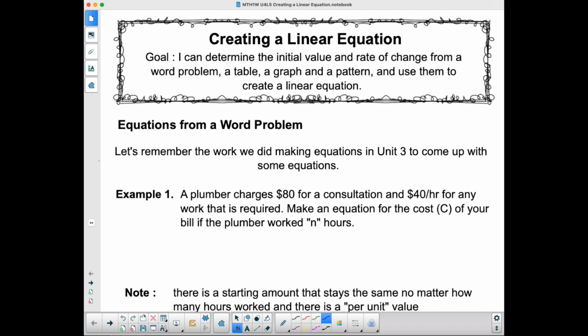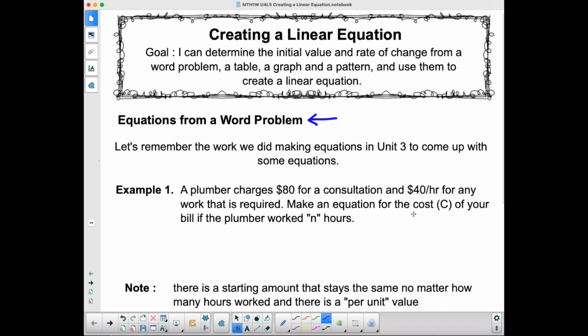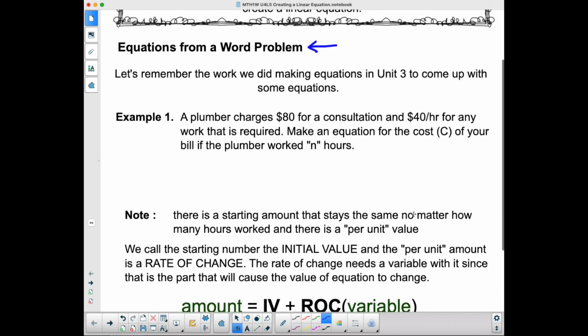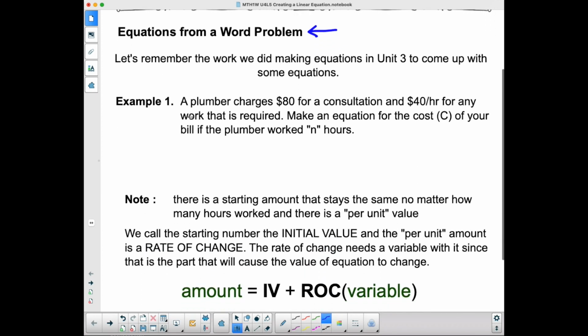So we're going to take it one step at a time, and we are going to start with trying to create an equation from a word problem. So let's remember the work we did to make equations in Unit 3 to come up with some equations. For example, number 1, a plumber charges $80 for a consultation fee and $40 per hour for any work that is required. Make an equation for the cost of your bill if the plumber worked 10 hours.